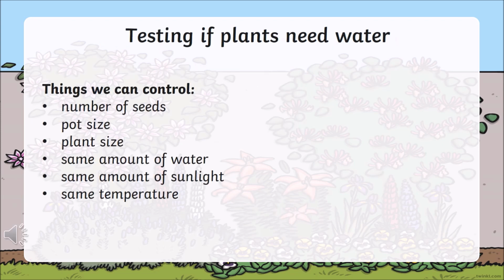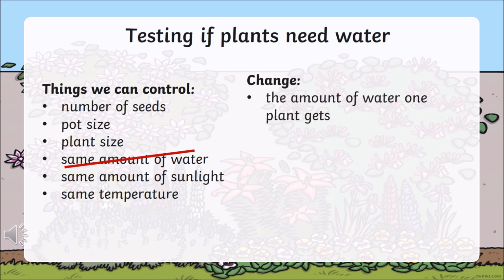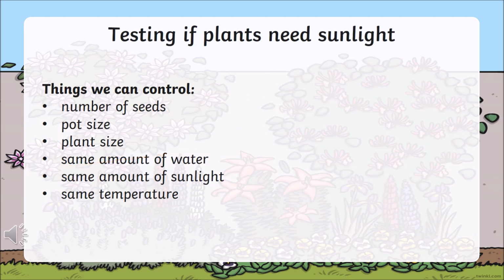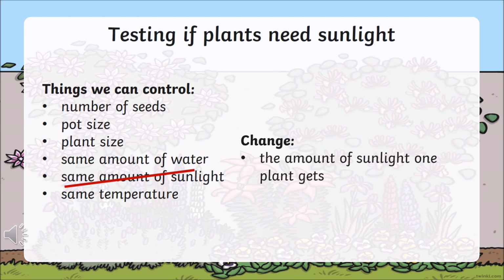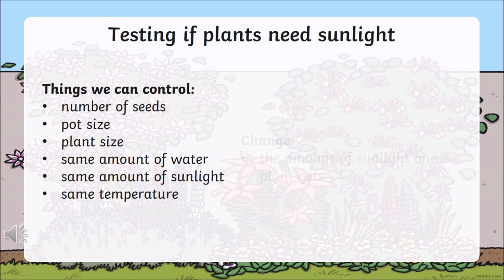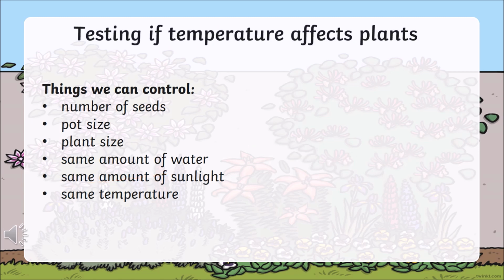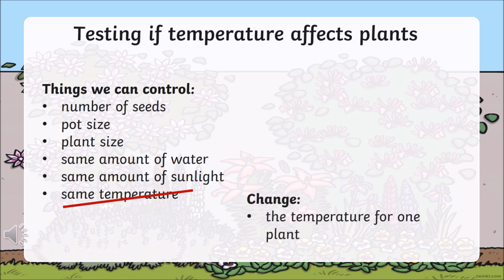If we're going to test to see if plants need water, we need to remove one of the controls. We remove giving the plants the same amount of water, and we change the amount of water one plant gets. If we're going to test if plants need sunlight or light, we then remove sunlight from one of the plants, so we have to change the amount of sunlight one plant gets. And then if we're testing if temperature affects plants, we have to make sure that we change the temperature for one plant.